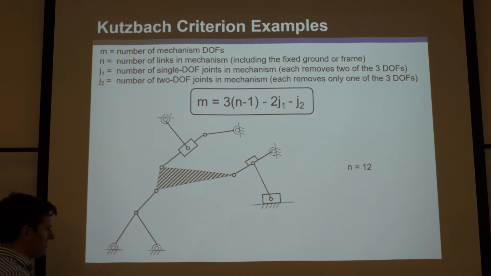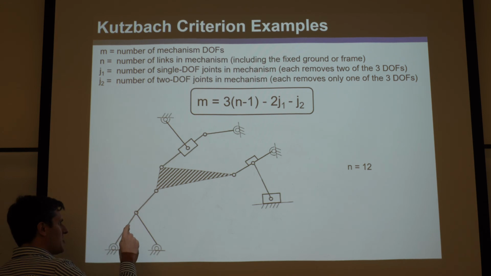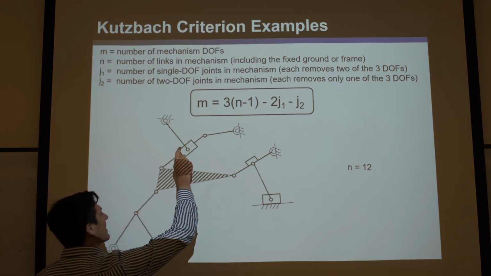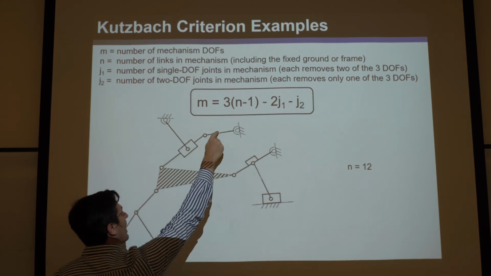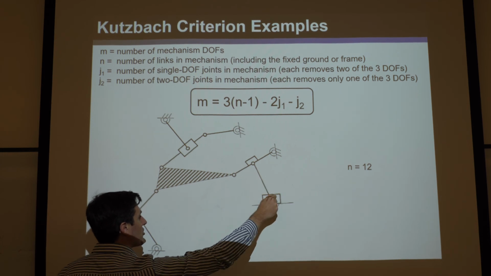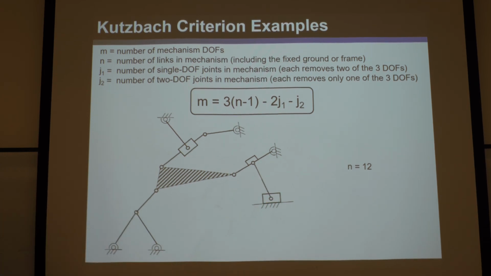Let me count it again just to make sure. So 1 for the ground, 2, 3, 4, 5, 6, 7, 8, 9, 10, 11, 12. Okay? So you can see how I counted that. So there's 12 links.